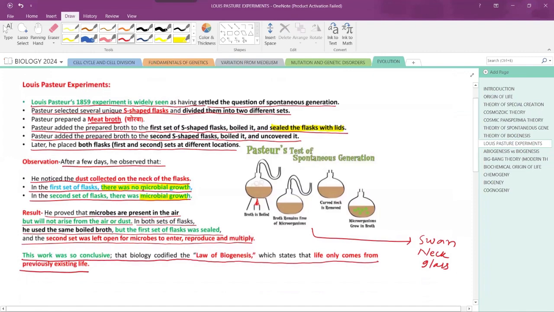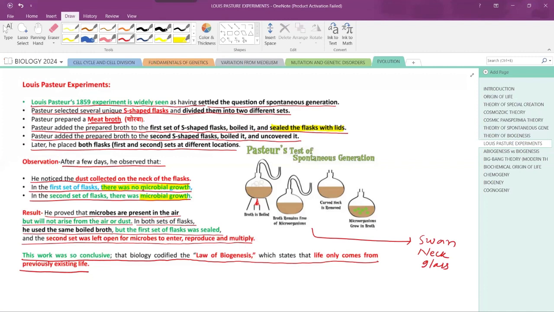So do you understand the experiment of Louis Pasteur? Can you recall it for me? He tested where the microbes lived, and in his experiment, he found that microbes exist in the air. Yeah, same thing as the last.